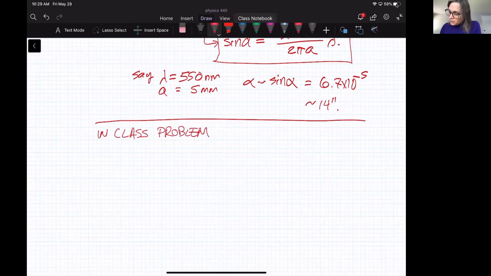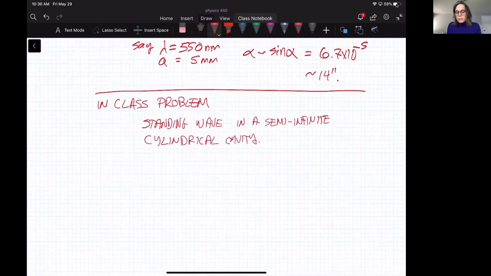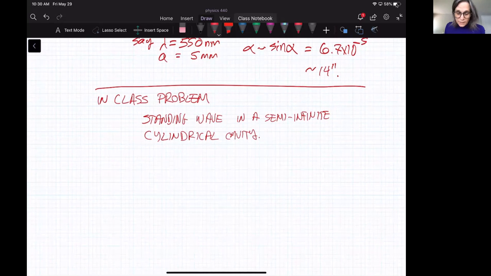So basically what we're going to consider is a standing wave in a semi-infinite cylindrical cavity. In other words, this is a physics of music problem, right? We want to see what are the nodes and the antinodes of something in a pipe, okay? So what we would need to do then is solve the wave equation in cylindrical coordinates. And what we can do is write that out as, so this is the wave equation in cylindrical coordinates.